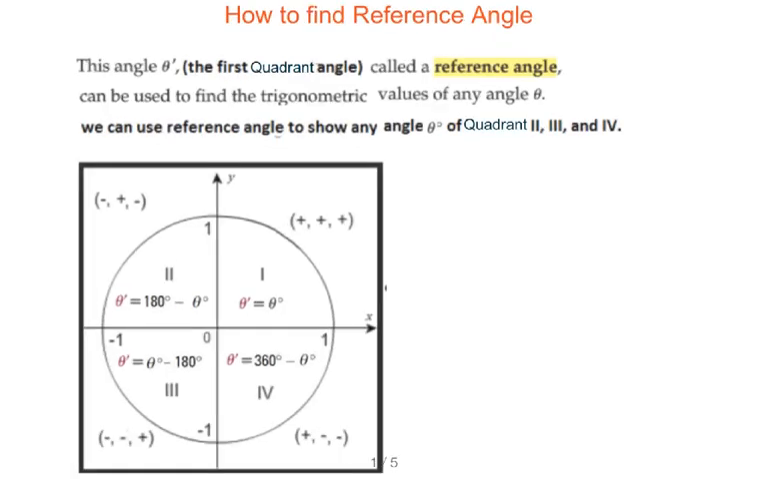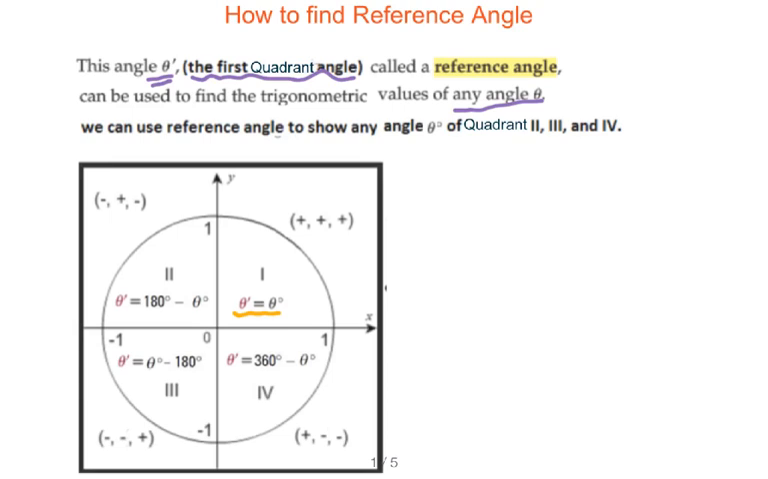Today's lesson is about how to find the reference angle. We call the first quadrant angle a reference angle. A reference angle can be used to find the trig values of any angle theta. For degree angles, here's the formula. A first quadrant angle is its own reference angle.